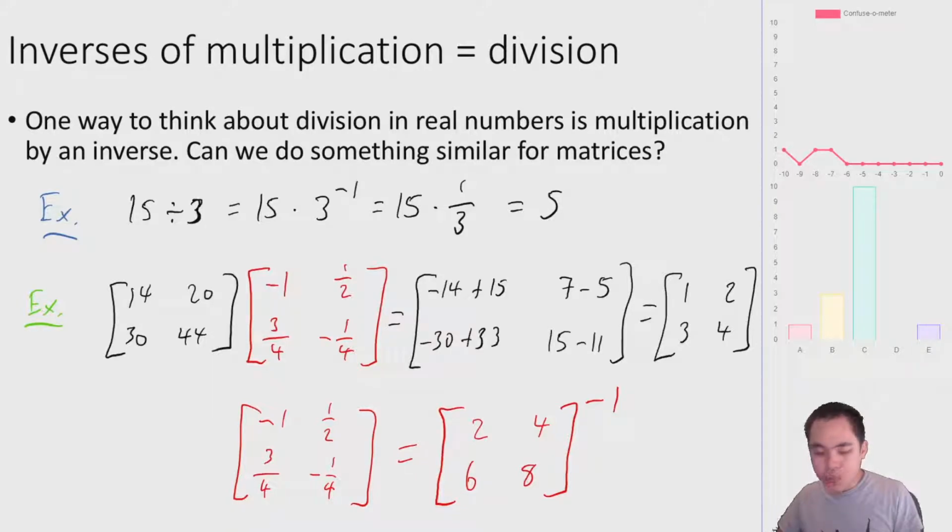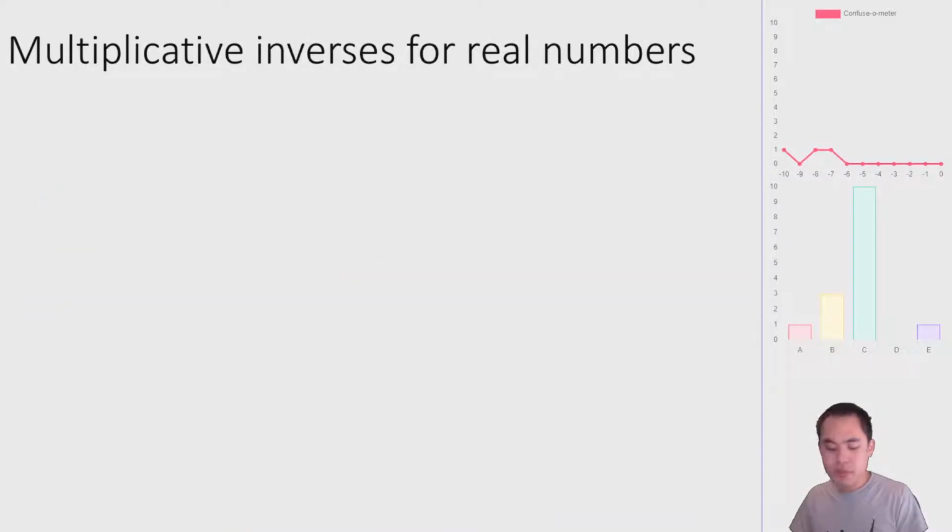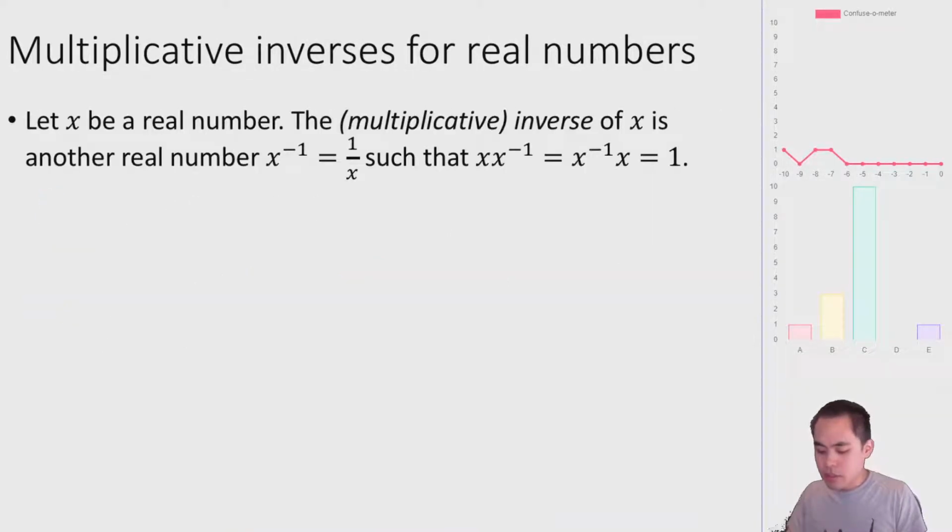Okay, so now that we have this idea of an inverse operation, let's go back and look at some properties of these inverses and how things differ a little bit when you're talking about real numbers versus matrices. If we have a multiplicative inverse, that is just the number you multiply by to simulate division, to undo the operation of multiplication. So it's some other real number. If you have a real number x, the multiplicative inverse is 1 over x, such that when you multiply x and x inverse, you get 1.